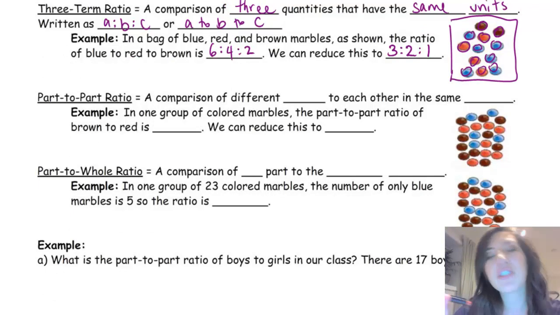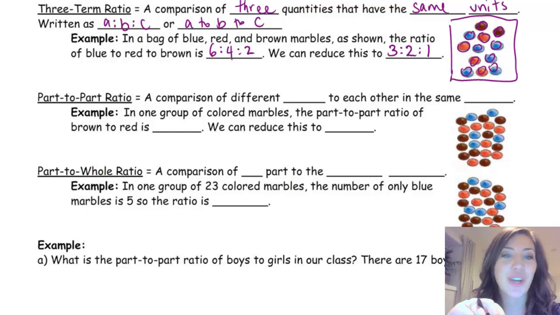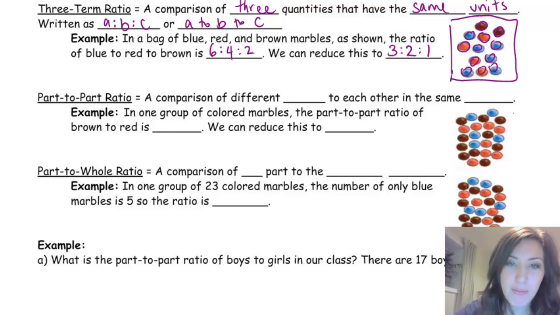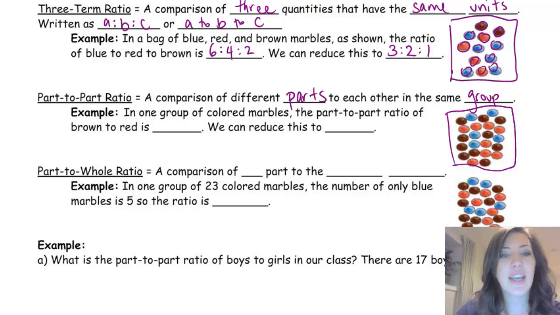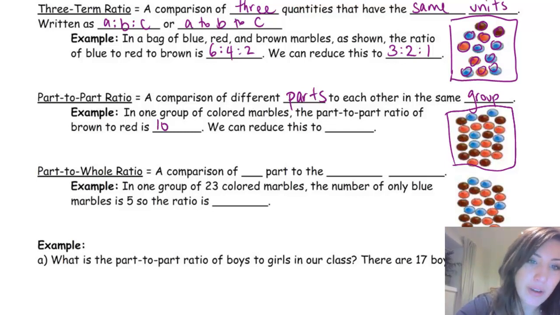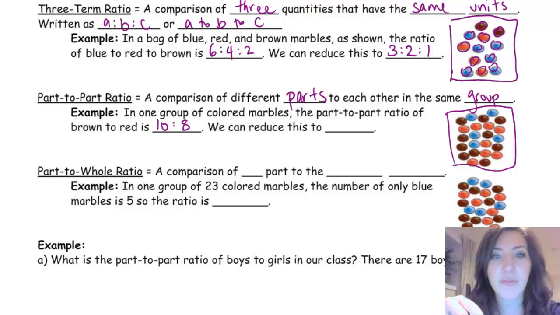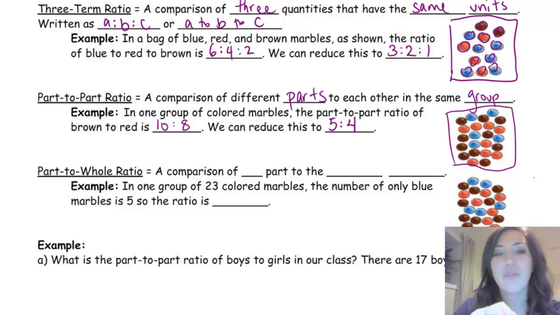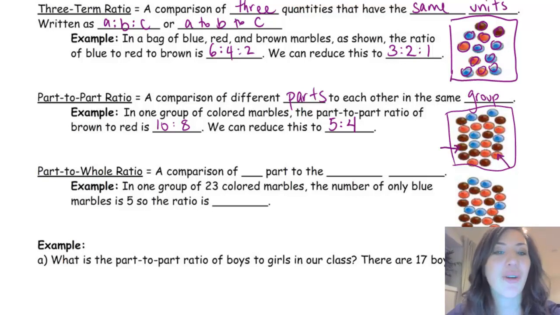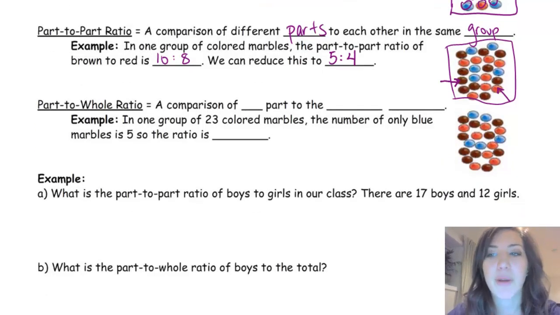Sometimes if you have a ton of colors and you just want to compare 2 of them, we would call that a part-to-part ratio. It's a comparison of different parts of the whole thing to each other in the same group. So we have here another group of marbles. In this group of colored marbles, if we just want to compare the brown to red, we can count up the brown and say that there are 10 brown and see that there are 8 red. Now don't just believe me, count them yourself. Can we reduce 10 to 8? Yes, we can. 10 divided by 2 is 5. 8 divided by 2 is 4. Can we reduce that any further? No. So our part-to-part ratio of brown marbles to red marbles is 5 to 4. So for every 4 red marbles, you've got 5 brown marbles.